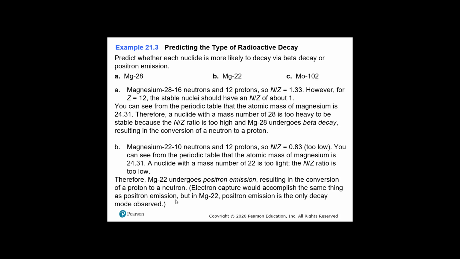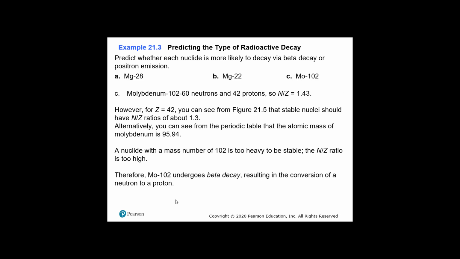You can see from the periodic table that the atomic mass is 24.31 again. This has a mass number 22, so it's too light. It's below the valley of stability. That means it's going to go positron emission, and that will convert a proton to a neutron. Electron capture would accomplish the same thing, but positron emission is the only decay mode observed.